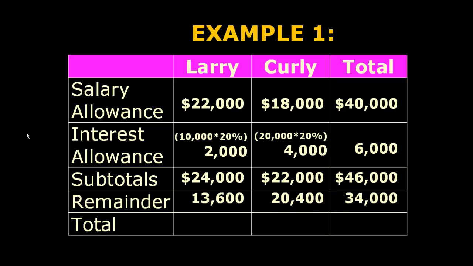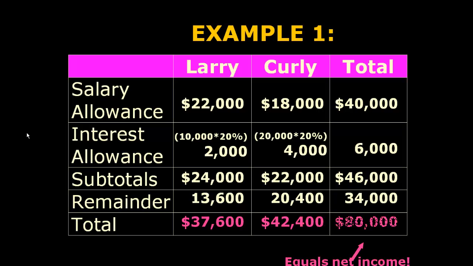And finally, we'll figure the total for each partner. Larry, we're just going to add up his 2 figures. Same thing for Curly. And now we have allocated $80,000. Notice that that total equals the amount of our net income, which is what we were trying to do. We were trying to decide how much of that 80 goes to Larry and how much of it goes to Curly. So we've decided that $37,600 goes to Larry, $42,400 goes to Curly.